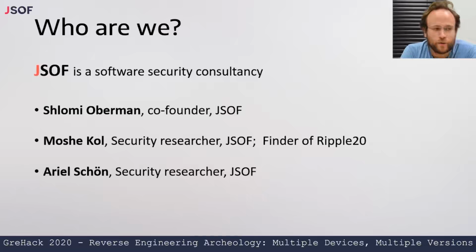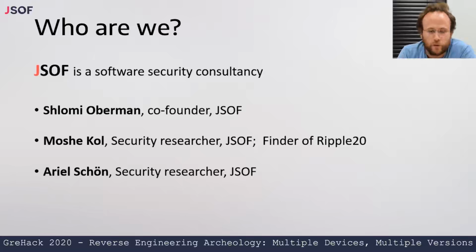We're JSOF, a software security consultancy that does a lot of security research and penetration testing, focusing mostly on IoT. My name is Shlomi Oberman, I'm a co-founder of JSOF. And speaking with me today are Moshe, a security researcher at JSOF, who is also the finder of the Ripple 20 vulnerabilities, and Ariel Schön, a security researcher at JSOF, who was involved in the exploitation and reverse engineering process of Ripple 20.